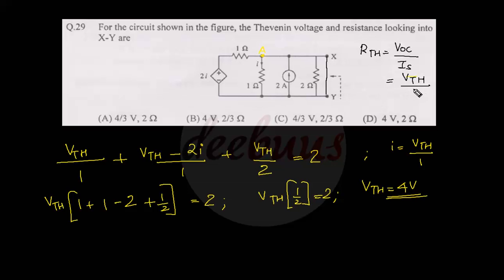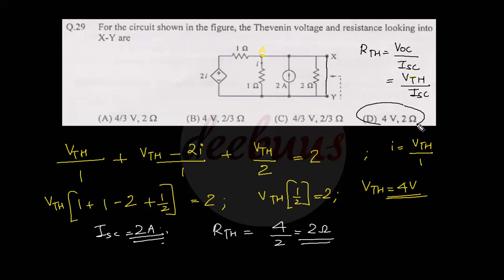So VThevenin by ISC, or I short circuit, right? So we have to evaluate the short circuit current flowing through this terminal XY, right? For that, if I make a short circuit, all the 2 ampere current must flow through this XY terminal, right? No current will enter the 2 ohm or move on to the left hand side. So the short circuit current turns out to be just 2 ampere, right? Now Thevenin resistance RTH equal to 4 by 2, that is 2 ohm. So the answer turns out to be D, 4 volt 2 ohm.